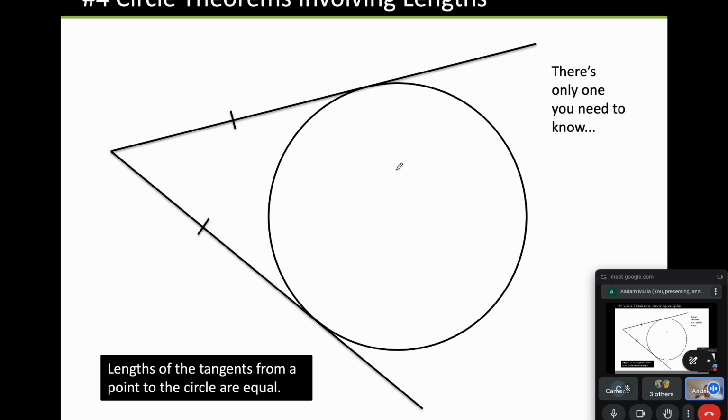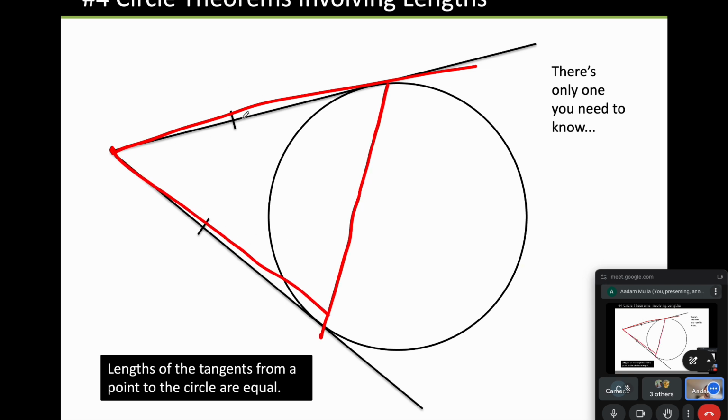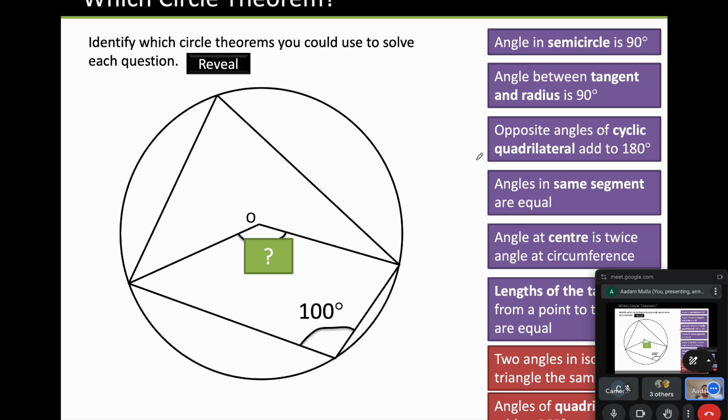And if we have tangents from the same point, that means that these lengths will be equal to each other. So sometimes you might see two tangents and there might be a line there, and that just means that's going to be an isosceles triangle. You also know that if there's a radii and it's joining there, that would be a right angle, that would be a right angle.